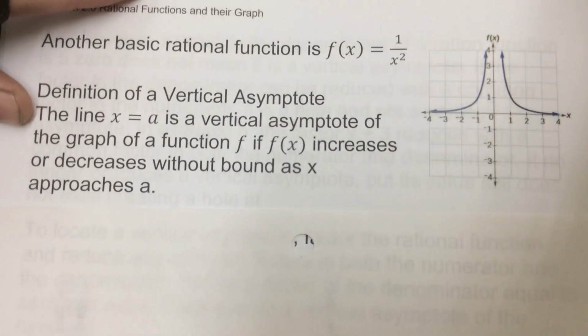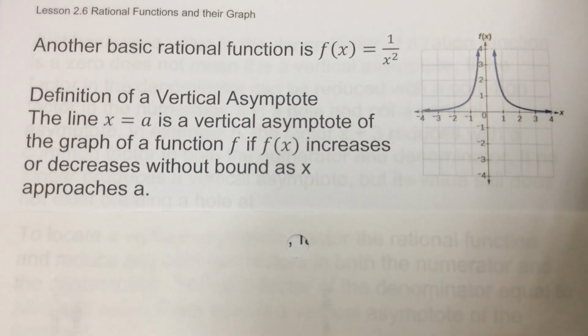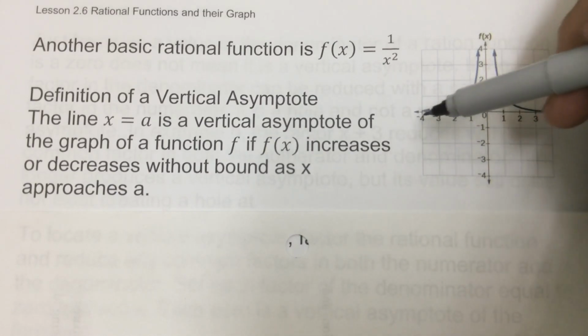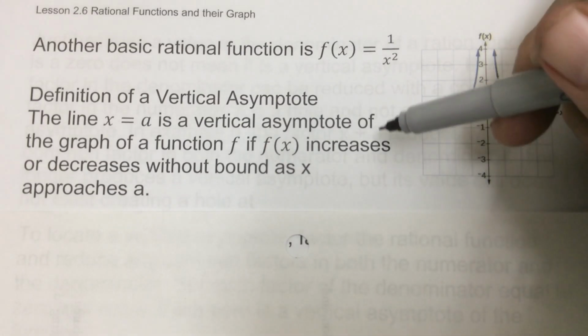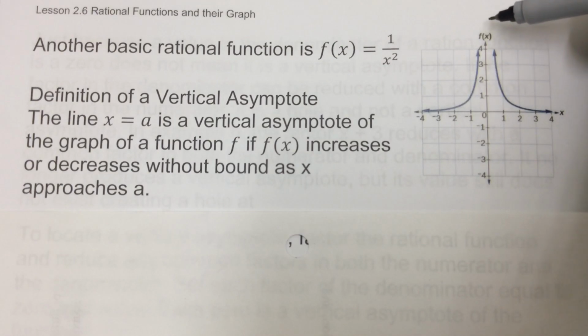So another basic function that's a rational function is 1 over x squared. So here, as we come into 0, they're both going to go to infinity. So x equals a is going to be that vertical asymptote. So right here, our x equals 0, because we're going to approach 0 but never actually cross, and that's what an asymptote is. It's a vertical line, if it's a vertical asymptote, but it's an imaginary line that you don't see, but our graph gets close to it but never actually crosses it. So in this case, x equals 0 would be that vertical asymptote.